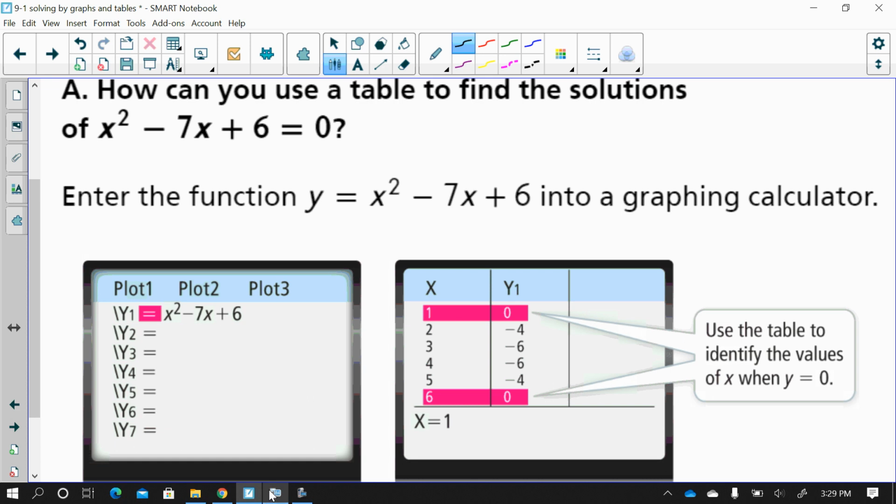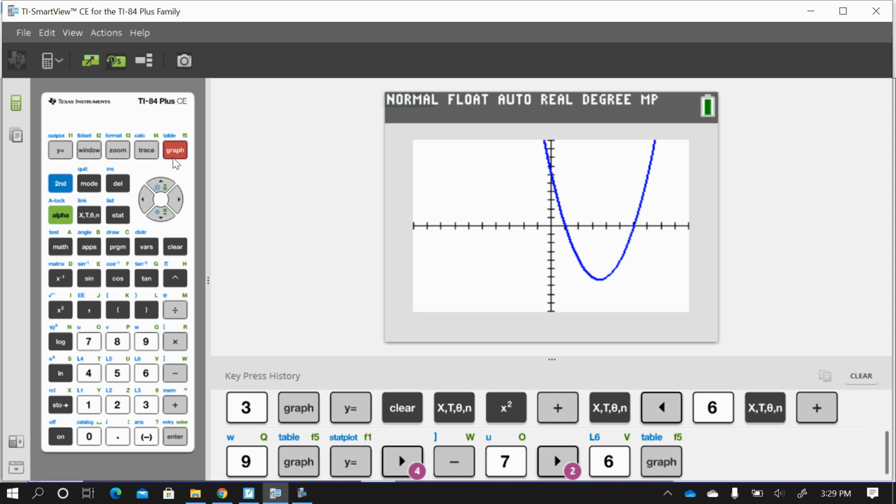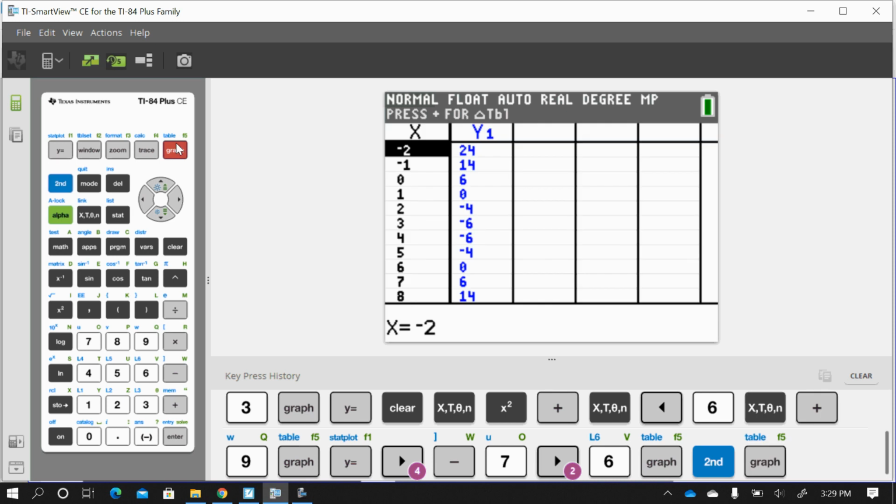Okay, so let's throw that in. x squared minus 7x plus 6. Instead of hitting graph, which, I mean, you can, and you very easily see where it crosses, if you hit second graph, notice right above it, it says table, I can pull up my table. So again, I'm just looking for where y equals 0. Oh, y is 0 right here, where x equals 1, and y is 0 when x equals 6. Okay, so same process. Again, I think it's much easier on the graph.